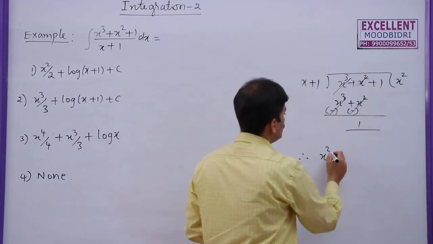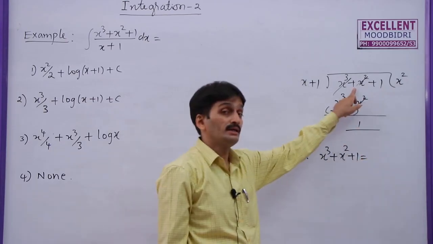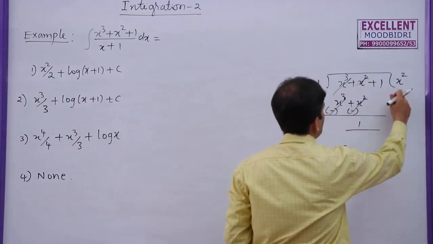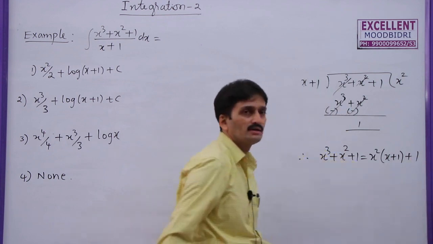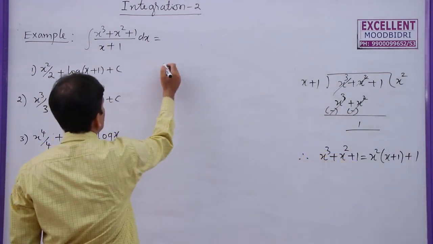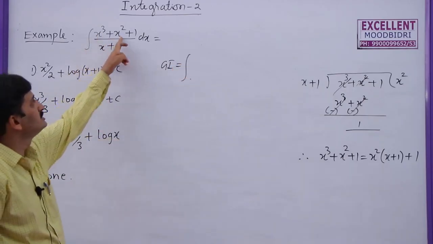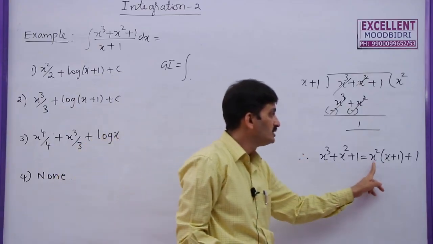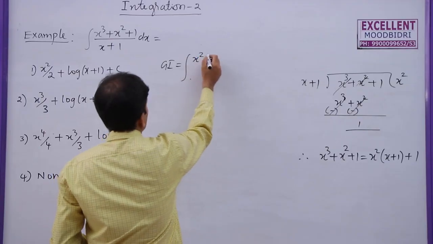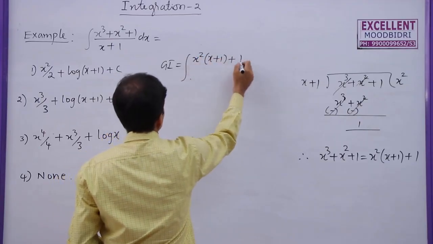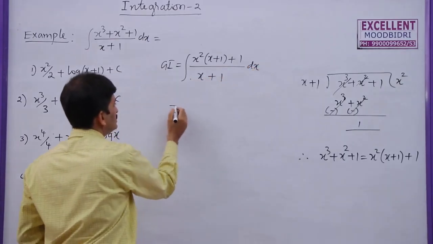So that means x cube plus x square plus 1, dividend can be written as divisor into quotient, that is x square into x plus 1, plus remainder 1. So now go back to the integral. Given integral can be written as, now look at numerator, x cube plus x square plus 1. It can be written like this, x square into x plus 1, plus 1. So x square into x plus 1 plus 1, divided by x plus 1 dx, isn't it?